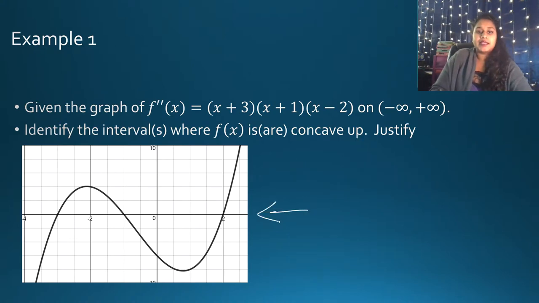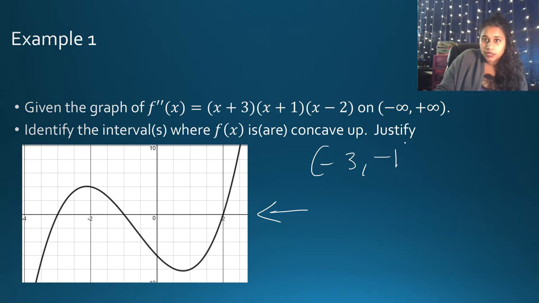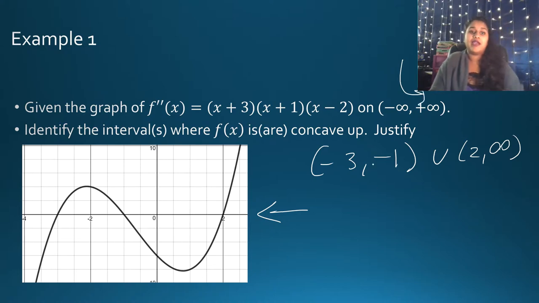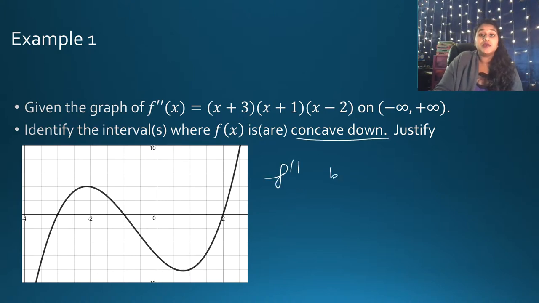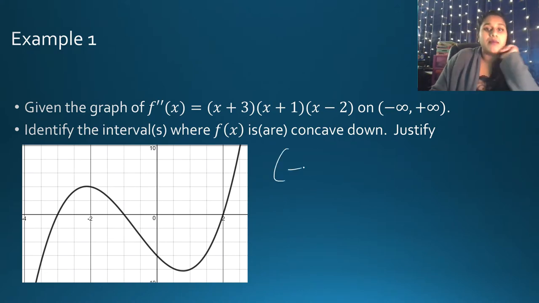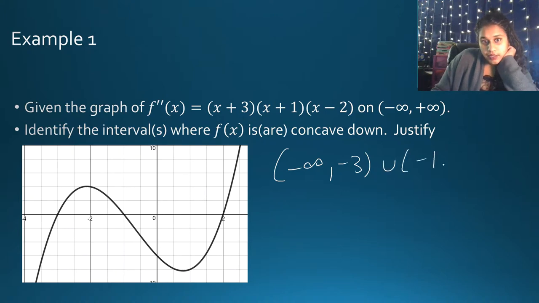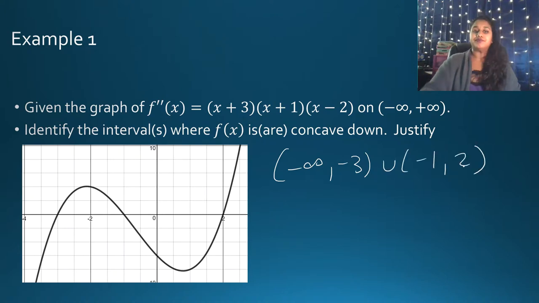So here's my x-axis. Where is it above? It's above from negative 3 to negative 1 and from 2 to infinity. And I know I can use infinity because the domain shows me that right there. The next question asks me concave down. F double prime is my graph, so we're looking for below the x-axis. So that interval is from negative infinity to negative 3, negative 1 to 2.